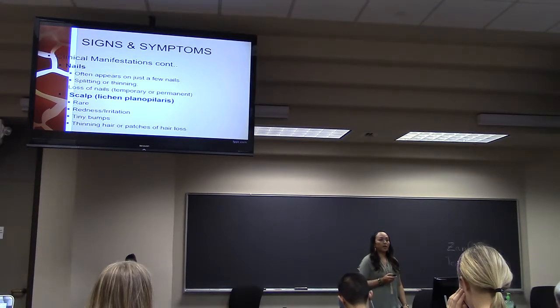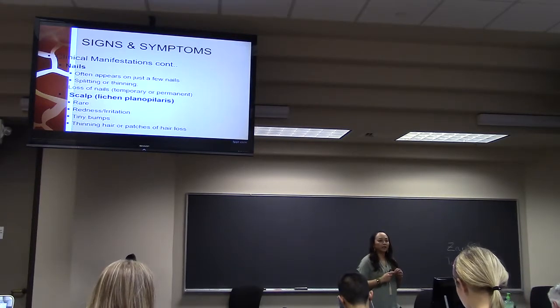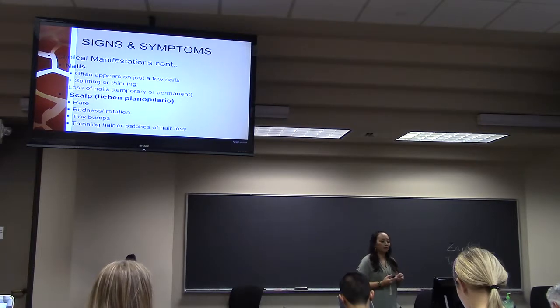And you can also get lichen planus in the nails. So you basically get a thinning of the nails. It kind of looks like this, like the white thin striae upon the nail beds. You can have thinning or splitting of the nails, and then sometimes you can actually lose the whole nail.